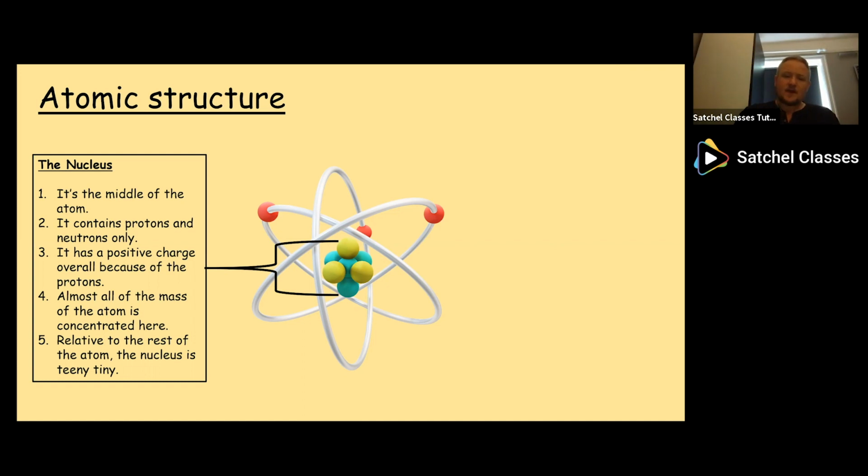Almost all of the mass of the atom is concentrated here because protons and neutrons are heavy. Relative to the rest of the atom, the nucleus is teeny tiny. That means that the nucleus in the middle, even though it looks quite large in comparison, is actually the smallest proportion of the atom. Mostly the atom is made up of empty space.